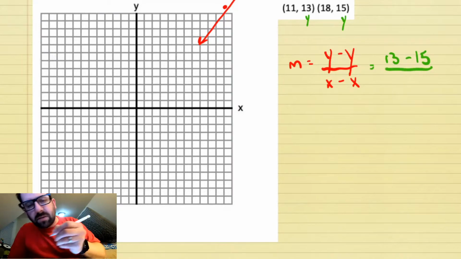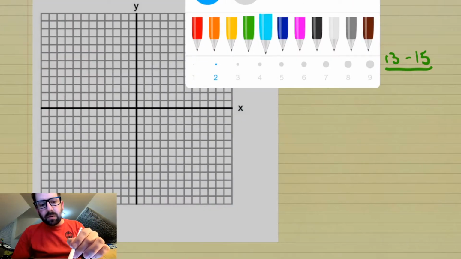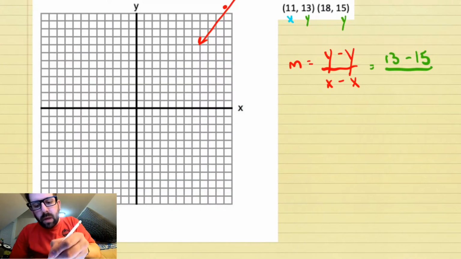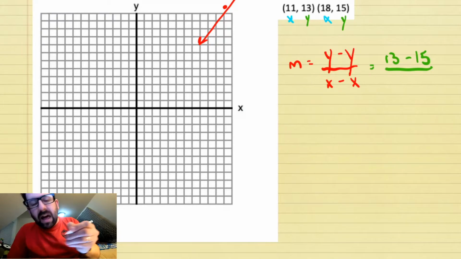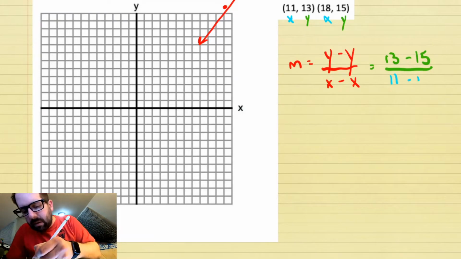And I usually just go front minus back. That's the easiest one. 13 and the 15, just subtract those. The x numbers, if I switch up my colors, those are the front numbers. It's always alphabetical order. That's why they're called ordered pairs. It's a pair of numbers. They're in alphabetical order. And so I'm going to go the 11 minus 18.